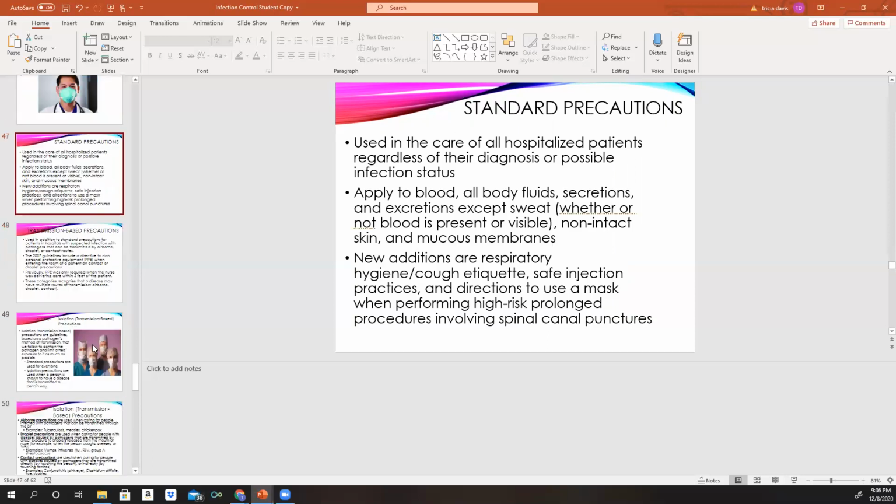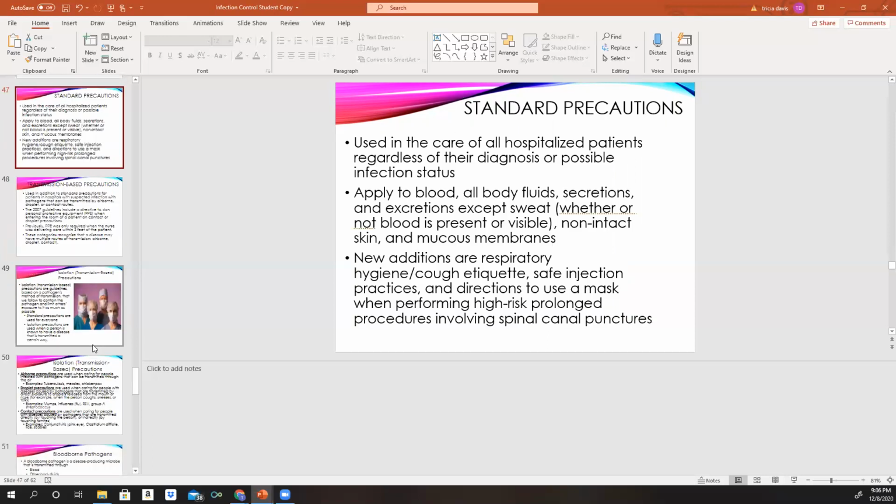So standard precautions, again, are used in the care of all hospitalized patients, regardless of their diagnosis or possible infection. We wear PPE, such as that mask, the eye protection, the face shield, or the fluid repellent gown during procedures and care activities that are likely to generate splashes or sprays of blood or bodily fluid. You use that gown to protect skin and prevent soiling.